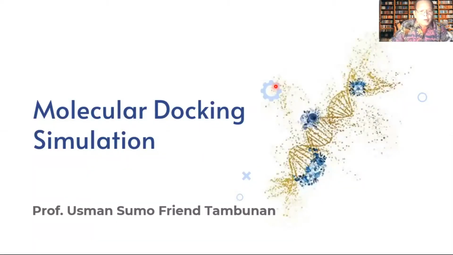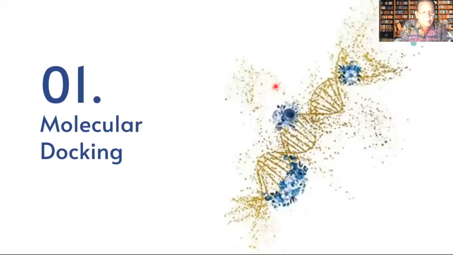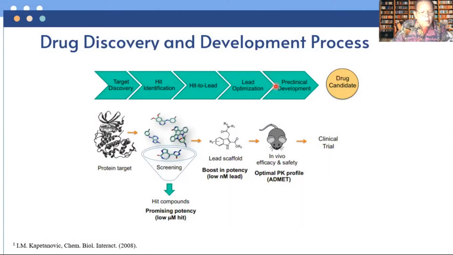Now let's discuss molecular docking simulation. Finding a new drug for a disease is a long, costly journey that takes a tremendous effort. It is estimated that 7 to 12 years and $1.2 billion are needed to bring a drug to market.